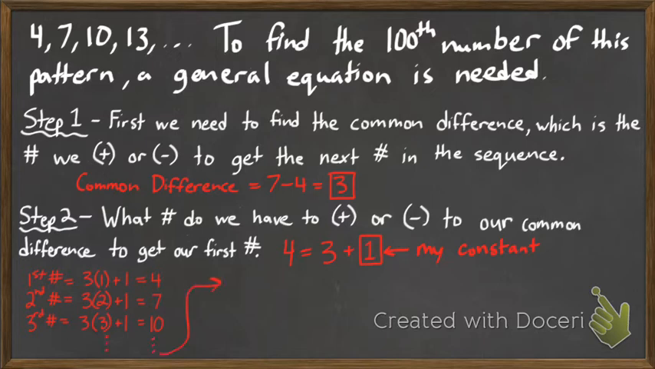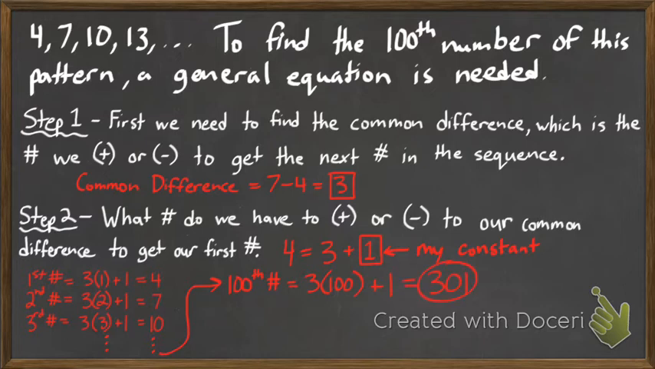But what we were asked is, what is the 100th number in this pattern? So like before, we wouldn't want to keep doing this 100 times to figure it out. What we can do is use our linear equation to do so. So we can take our common difference of 3. Now since we're dealing with our 100th number, take this and times it by 100, and then take our constant, add it on. So 3 times 100 is 300, plus 1 gives us 301.